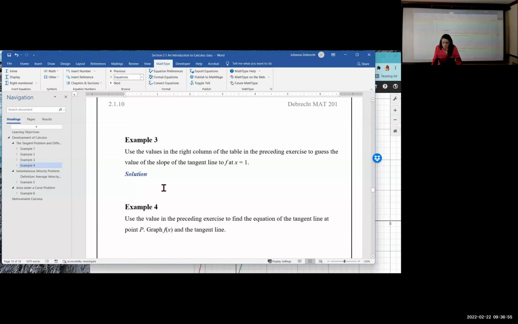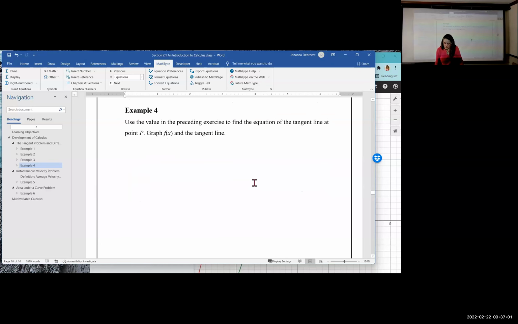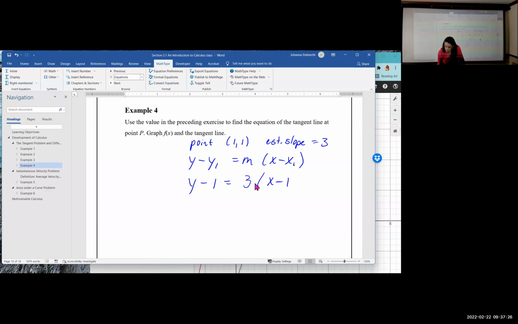So example 3, of course, is to guess the slope of the tangent line, which we did, and then to write the equation of the tangent line. So again, we took the point 1, 1, and we took our estimated slope of 3, and we wrote it in point slope form of the line. So for those of you who are confused by how I got that equation, this is y minus 1 equals the slope, which is 3, times x minus 1. So this is x1, y1, and this is our slope, right? And that's how we got it.